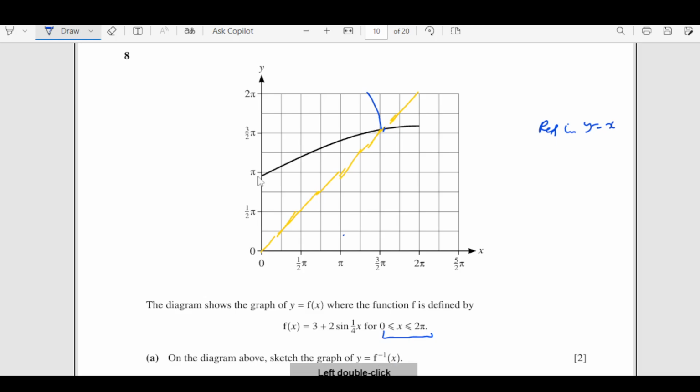okay, then this is pi and this is pi, little less than pi, and then we have, let's say, this point is 3 by 2 pi, 3 by 2 pi here. So somewhere here like this. So this is your reflection. This is the graph of f inverse x, right?